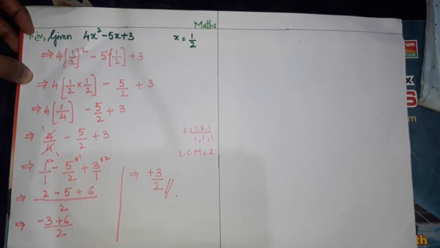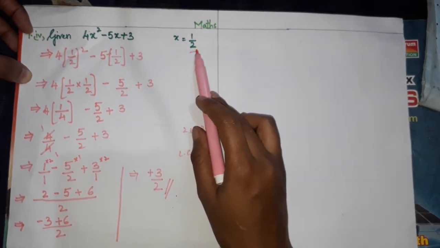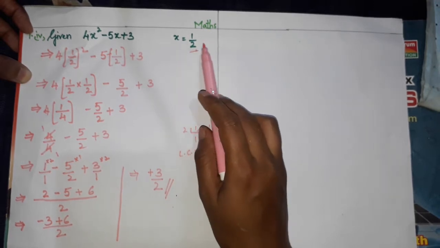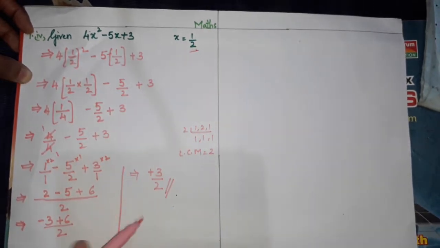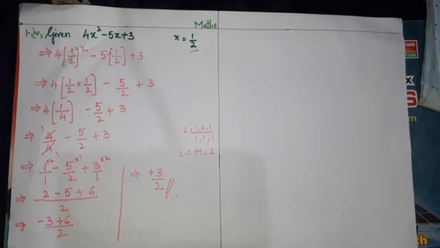Did you all understand, children? So in this form you should do it. Whenever they ask to substitute x as a fraction number, you have to do LCM, children. In this form you should do it. I hope you all have understood it. Now moving to our example 4.